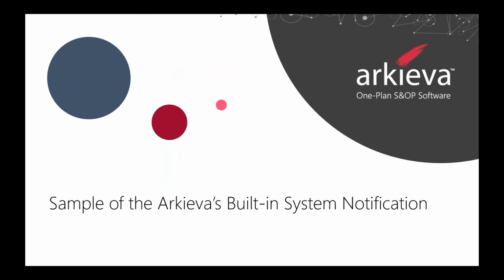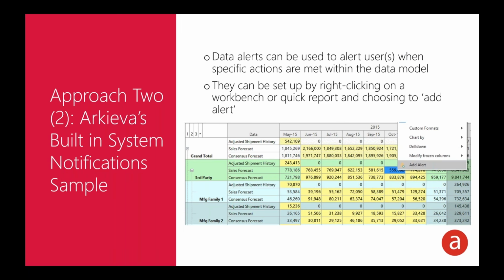I've got some more slides here. So here we are in a workbench, and we're looking at the sales forecast for this third party customer shipment type, right? And looking at the particular value in the month of October. In this particular screenshot we're in May, but fast forwarding 5 months out, this is what we're looking at.